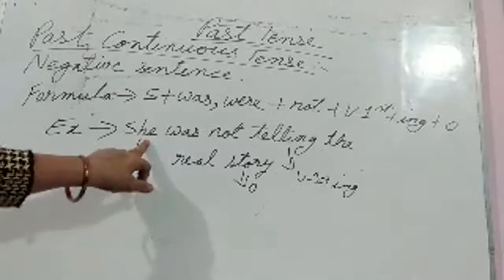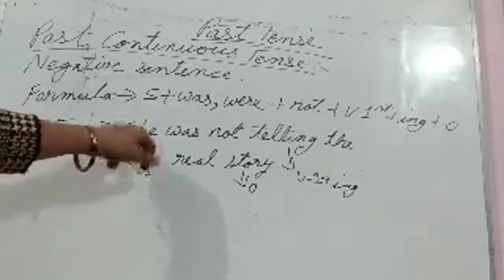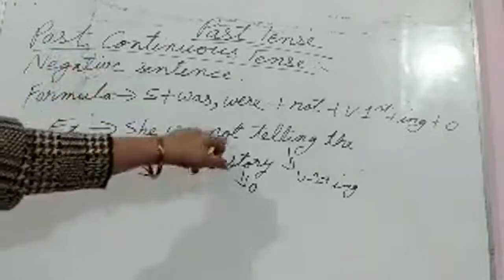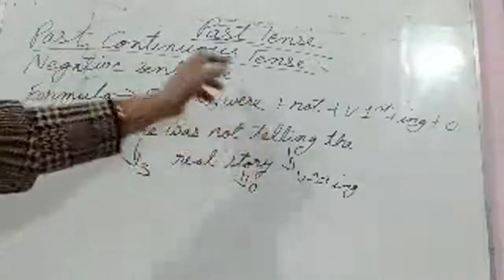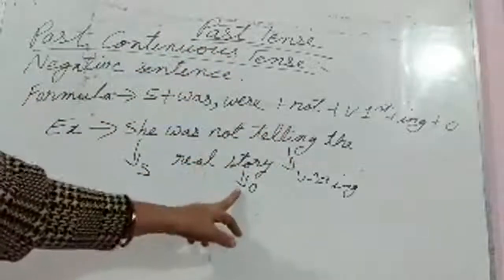I hope according to the formula the sentence is clear to you. She was not telling the real story. In this sentence she is the subject. Was we are using because it is singular, and we use was for singular and as it is in past tense also. So was not, as the sentence is negative. Telling is the verb of first form, and it is in the continuation form. So the real story, here story is the object.